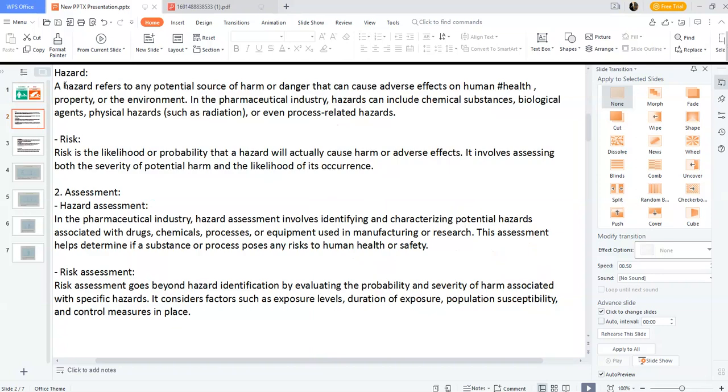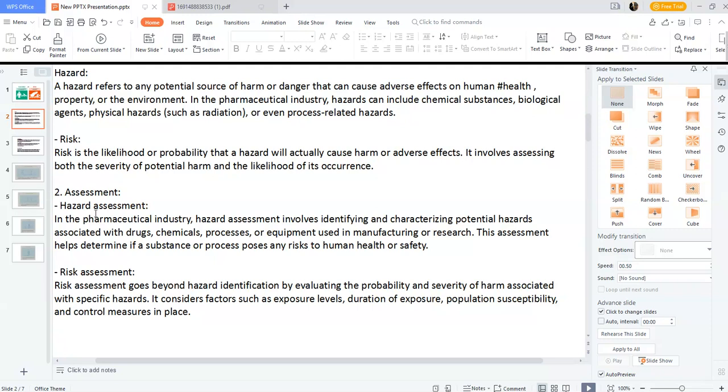Hazard. A hazard refers to any potential source of harm or danger that can cause adverse effects on human health, property, or the environment. In the pharmaceutical industry, hazards can include chemical substances, biological agents, physical hazards such as radiation, or even process-related hazards. Risk is the likelihood or probability that a hazard will actually cause harm or adverse effects. It involves assessing both the severity of potential harm and the likelihood of its occurrence.